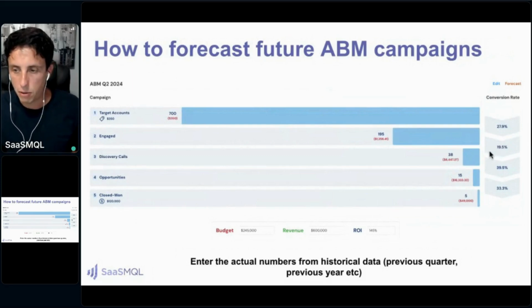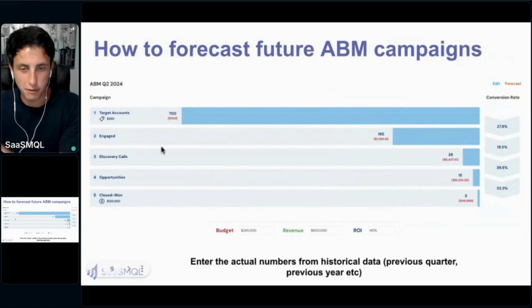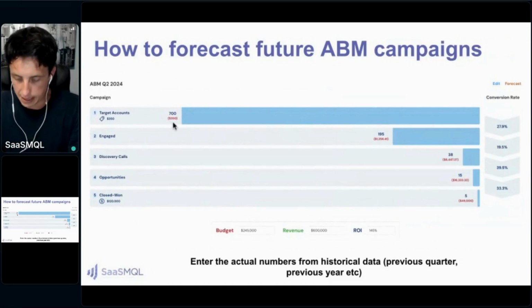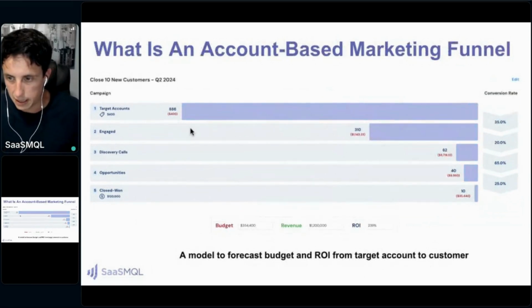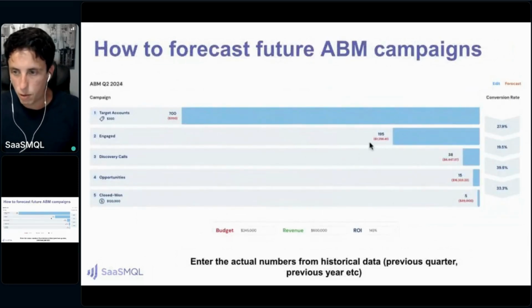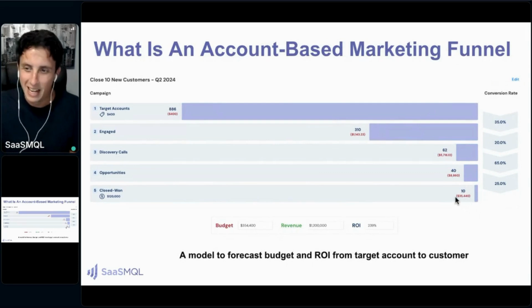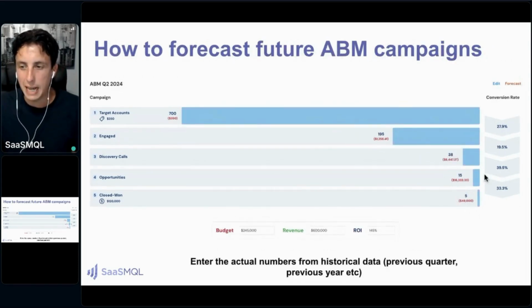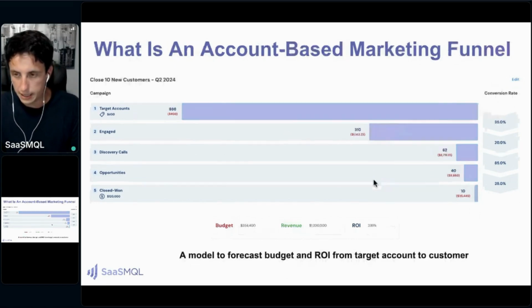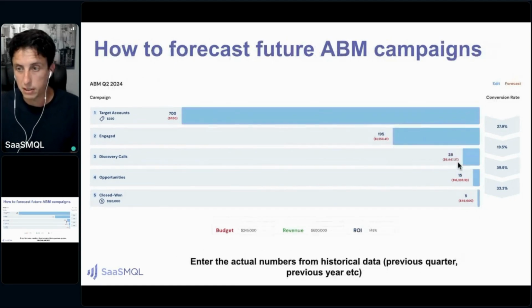So now I wanna forecast from this campaign. This is my actual results of last quarter. In Q2, I did this result. So now Q2 is done, it's finished. I targeted 700 accounts, not the 886. I engaged 195. I did 38 discovery calls and 15 opportunities, and we closed 5 deals. So less than the 10 that we wanted to close, half of the 10, because we had actual lower results here. We got 15 opportunities instead of 40, and fewer discovery calls, 38 instead of 62.